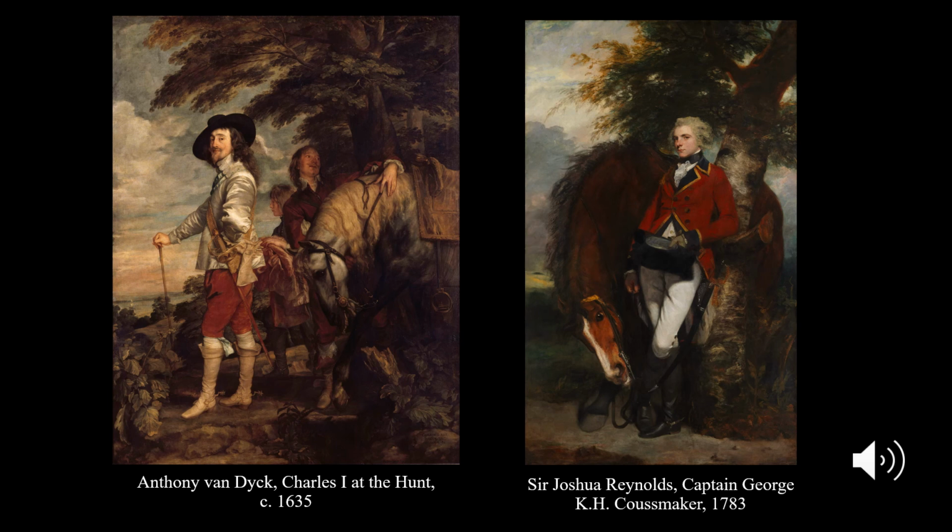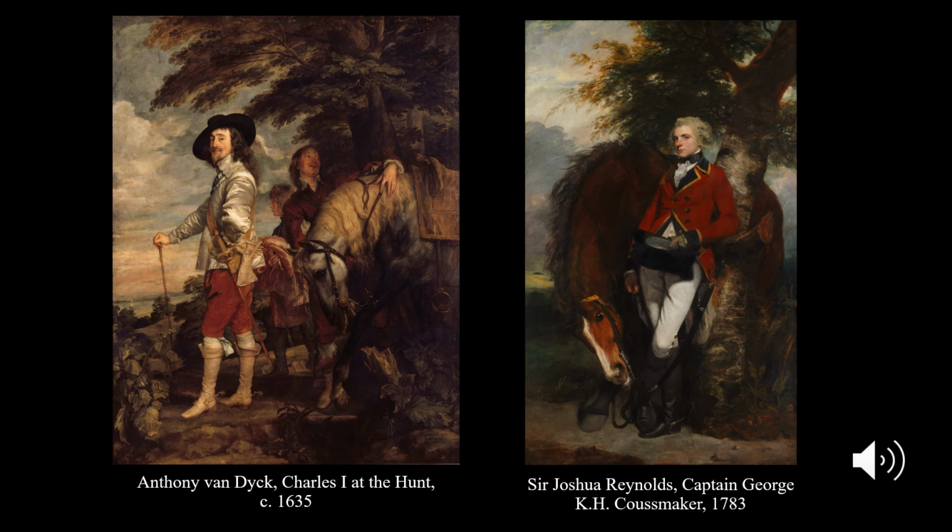So when we compare these two, how are they similar? How is Reynolds drawing from Van Dyck, in terms of his composition, but also his technical processes? And we can see Reynolds's portrait at the right as really something of a technical experimentation for the artist.